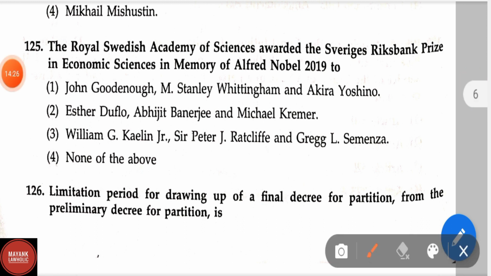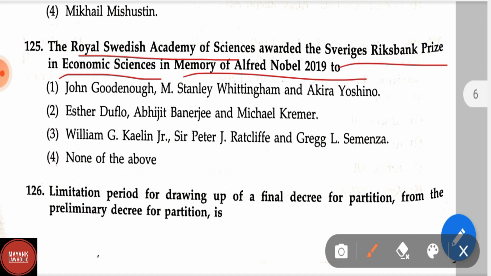Again, this question is related to current affairs. The Royal Swedish Academy of Sciences awarded the Sveriges Riksbank Prize in Economic Sciences in Memory of Alfred Nobel 2019. Basically, they are asking the Nobel Prize winner in economics for 2019. The correct answer, as we all know, is that one Indian, Abhijit Banerjee, and his wife, Esther Duflo, were the co-winners in economics. So this is a very important question we all must know.